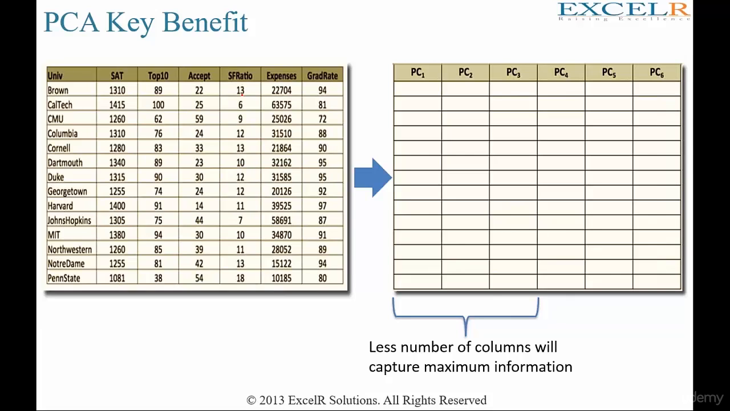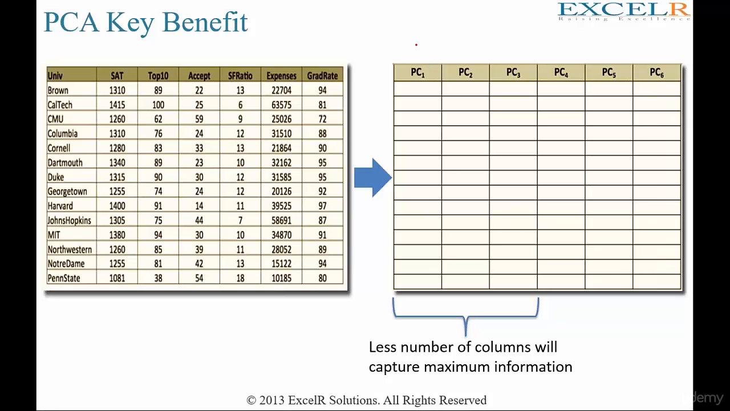Student faculty ratio is 13. That is, for every 13 students, there is a professor. This is expense in dollars and this is a graduation rate. You have the data. We are taking a tiny example just to understand the intuition of Principal Component Analysis. But normally we apply dimension reduction techniques such as Principal Component Analysis when there are huge number of variables. Okay.